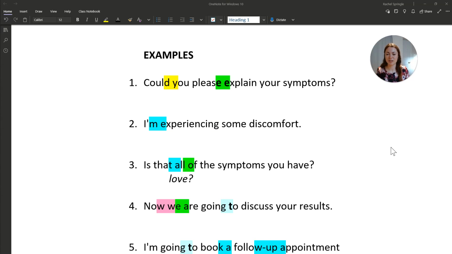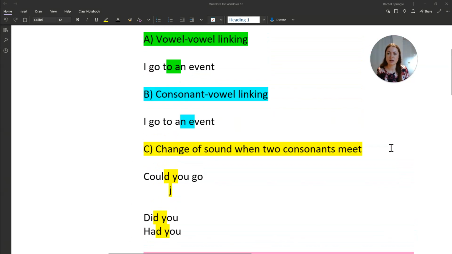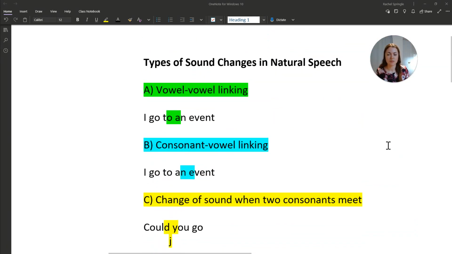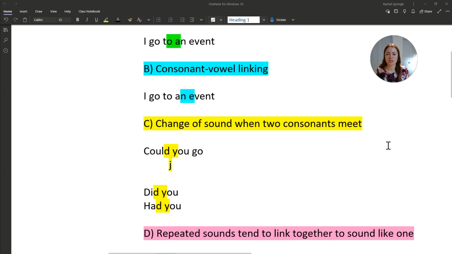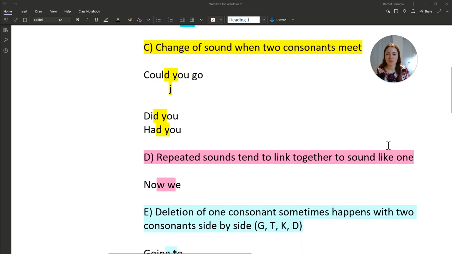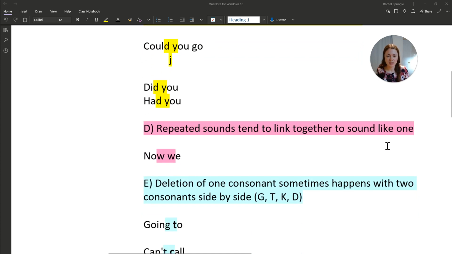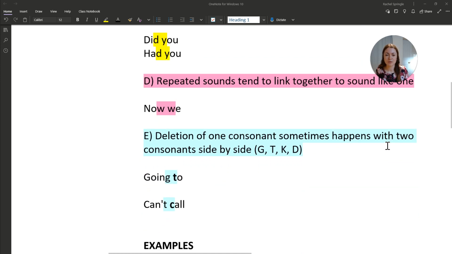We're back with part 3, and now we're really going to get into some examples, seeing how all 5 of these different sound changes affect different words in different sentences. So I've tried to coordinate it by color here. Just as a reminder, green is that vowel-vowel linking, the blue is the consonant-vowel linking, the yellow is the changing of the sound when those two consonants meet, pink is the repeated sounds that link together, and then the very pale light blue is the deletion of one consonant, specifically those ones there.